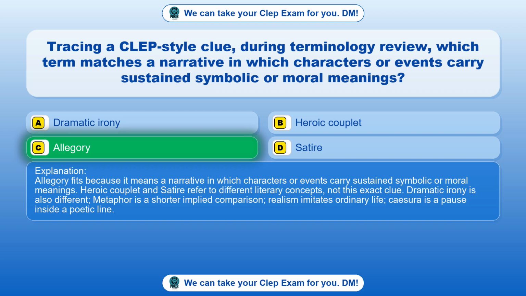Allegory fits because it means a narrative in which characters or events carry sustained symbolic or moral meanings. Heroic couplet and satire refer to different literary concepts, not this exact clue. Dramatic irony is also different. Metaphor is a shorter implied comparison. Realism imitates ordinary life. Caesura is a pause inside a poetic line.